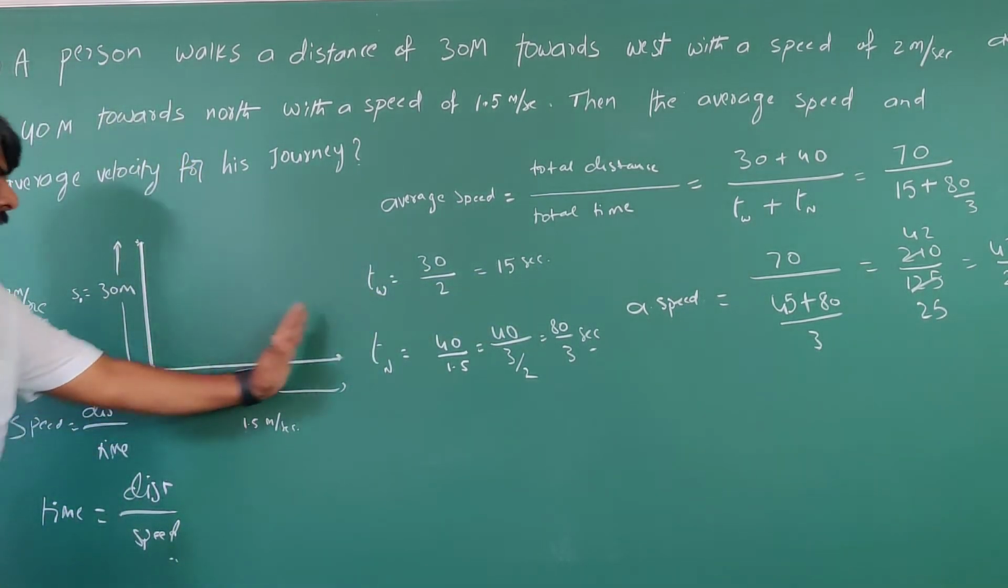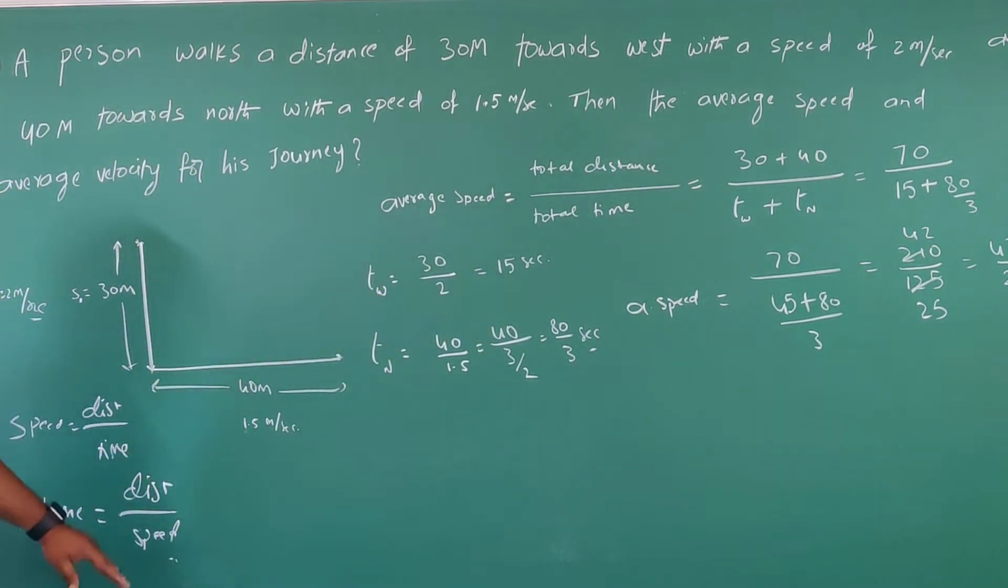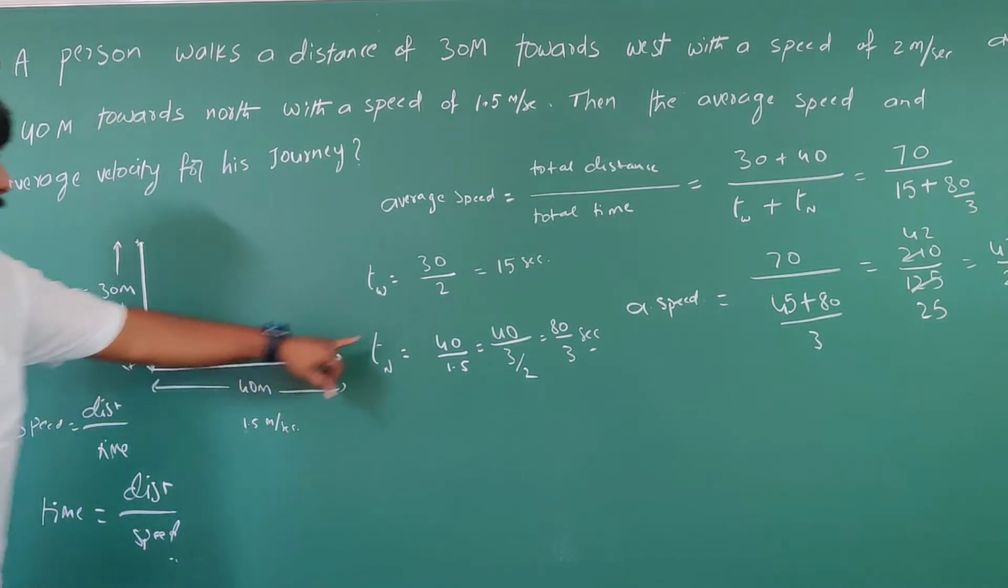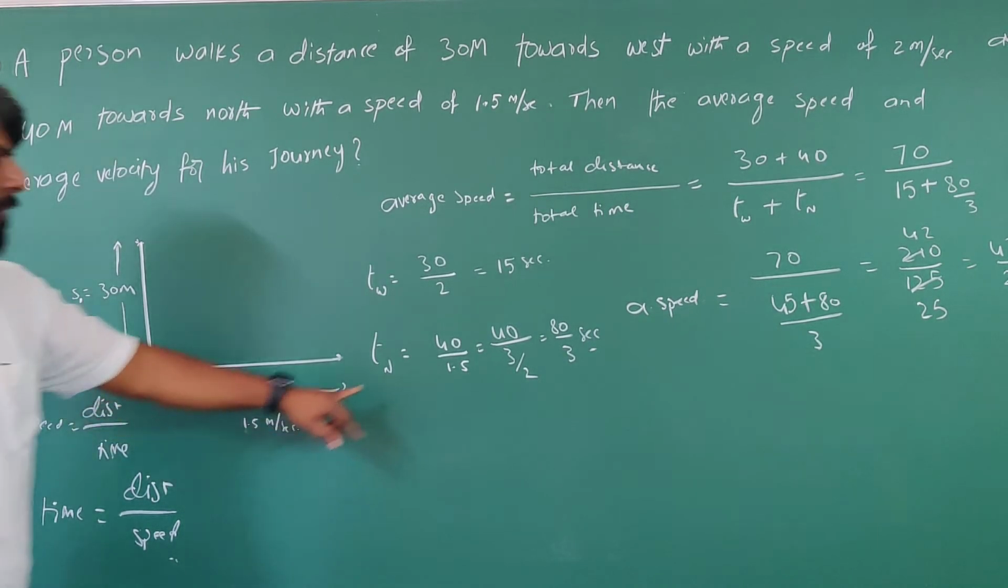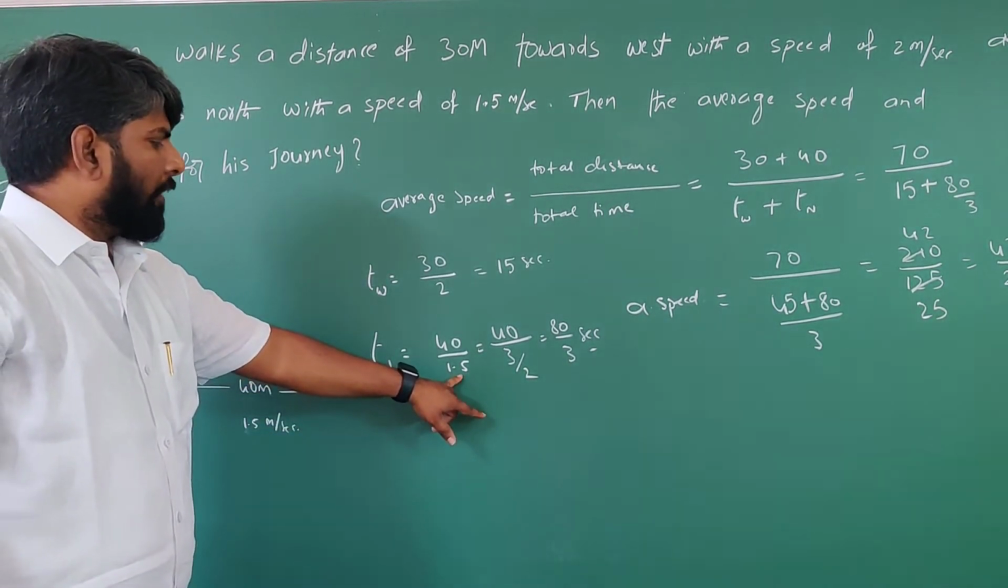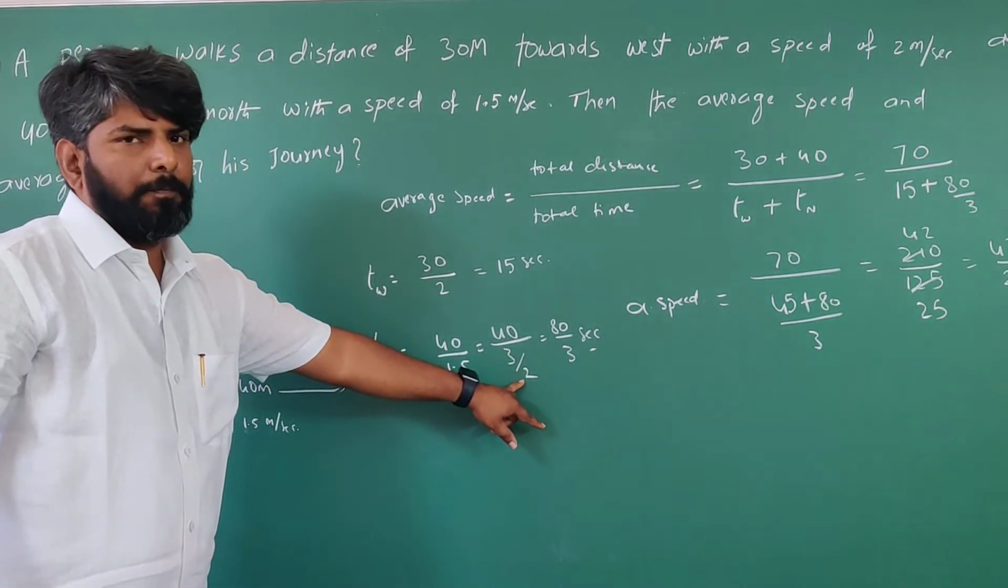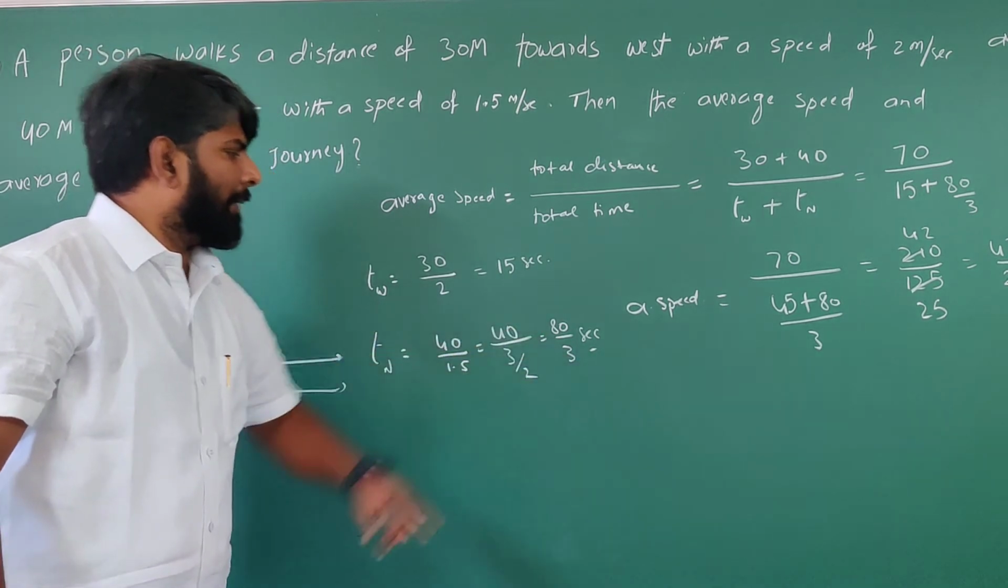In the same way along north, distance by speed. What is the distance along north? 40 meters, with what speed? 1.5 meters per second. That 1.5 you can write as 3 by 2. 2 goes up, then it becomes 80 by 3 seconds.